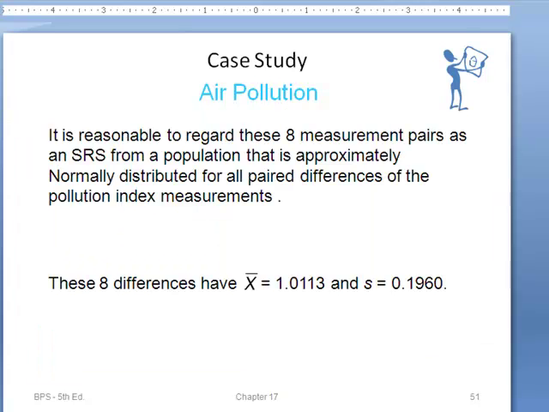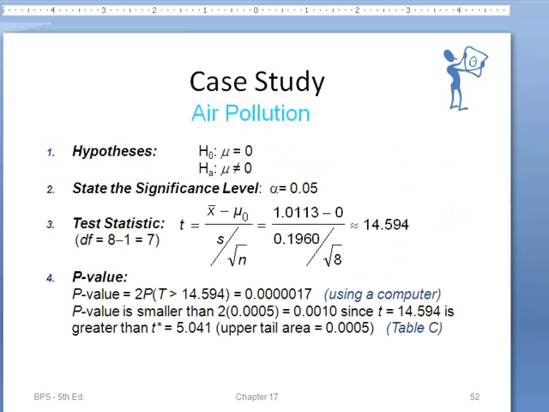So with the data, we have a mean of 0.10113, that's the mean difference, and the sample standard deviation is 0.1960. We can now calculate our test statistic or use Minitab. So we're going to start off doing it by hand. The null hypothesis is that the mean is 0, there's no difference in pollution levels, and the alternative is that there is a difference. The significance level we were looking at was 0.05.